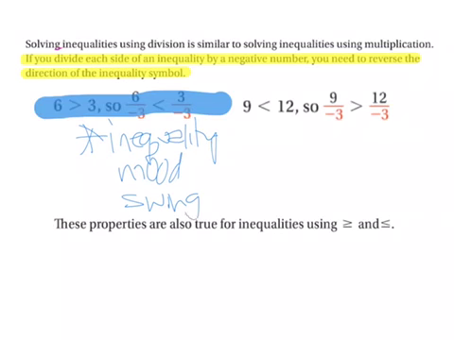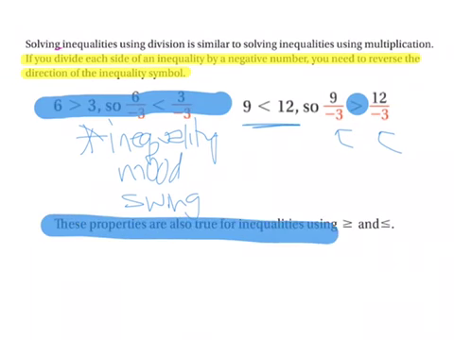Okay, over here on this side, you can see that it's saying 9 is less than 12. So 9 divided by negative 3 is 9 greater than negative 3. If you notice, they did flip that sign. That's my inequality mood swing. These properties are also true for inequalities using greater than or equal to or less than or equal to.